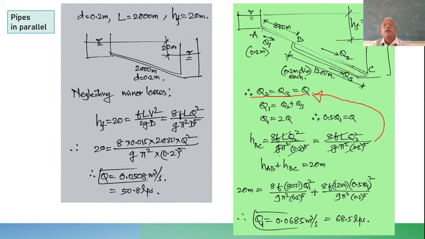Now the total head lost is 20 meters, and this should be head loss from A to B and head loss from B to C. So HAB plus HBC should be equal to 20. So this 20 is equal to, now A to B is what? Q1, 8FL Q1 squared divided by g pi squared 0.2 raised to 5.